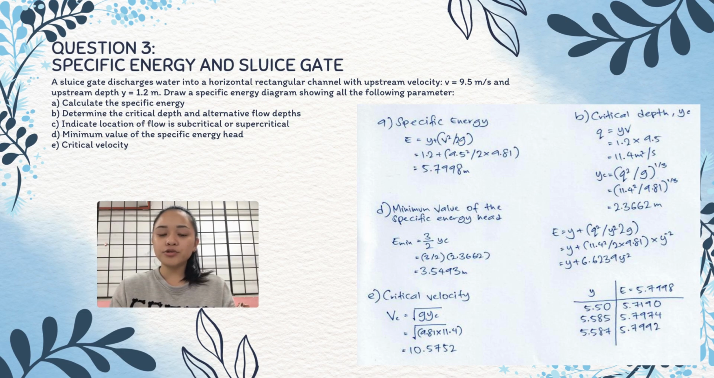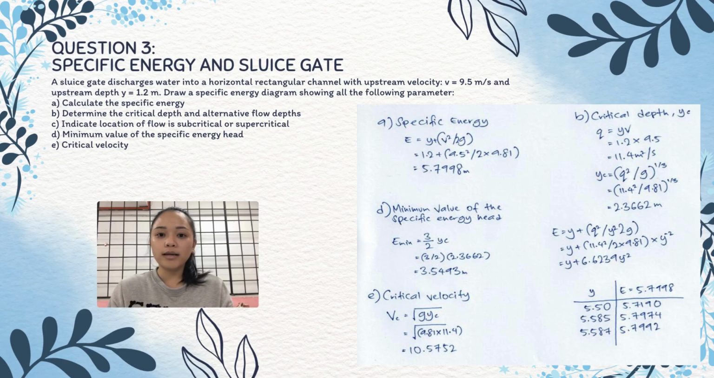Next is question 3. In this question, we need to calculate the specific energy, critical depth, and alternative flow depths, indicate location of flow, minimum value of specific energy, and critical velocity. For specific energy, E equals y plus v square over 2g. So, E equals 5.7998 meter.